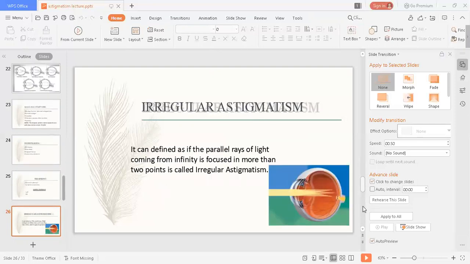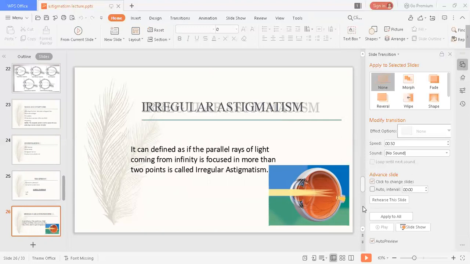So this was all about regular astigmatism, which is a very common thing, and we can say a physiological thing. It means there is no other abnormality found in the eye. It is just because of a slight imbalance between the curvature of the horizontal and vertical meridian. Whereas irregular astigmatism is because of some pathology, friends.